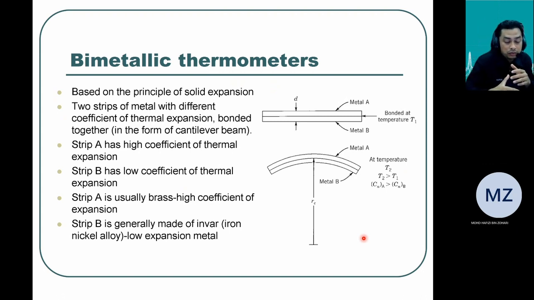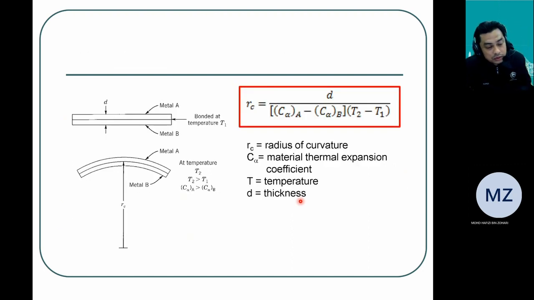The equation for predicting the curvature of the bending, we need to look at this equation. If we have D, the total thickness of those two metals, at the early temperature T1, it has a straight line. At T2, it will have a curvature. The curvature is equal to D, the total thickness, sorry, not diameter, the thickness of both A and B, divided by the difference between the thermal expansion coefficients times the difference between the two temperatures, the final temperature and the early temperature.